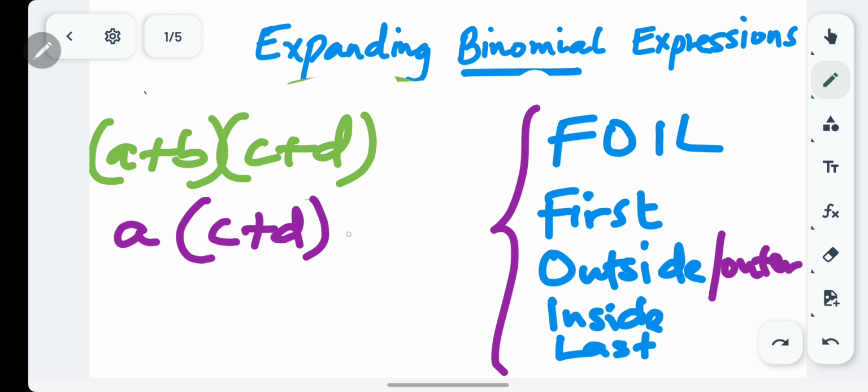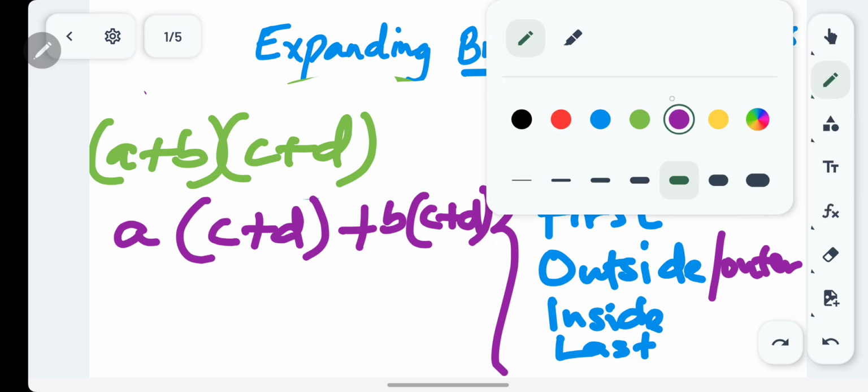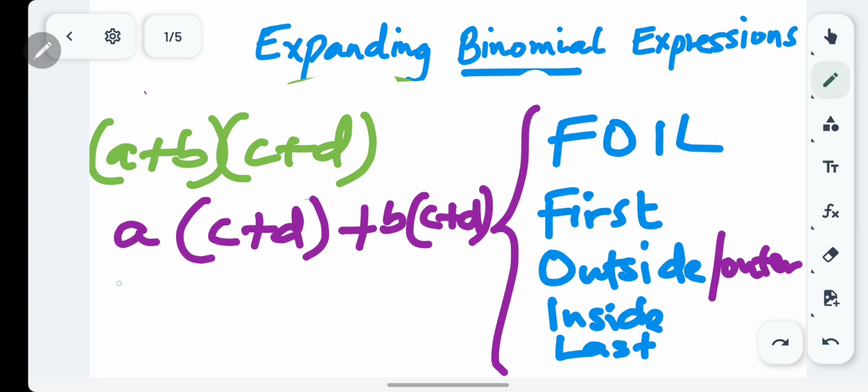Then plus. If the sign was minus, it was going to be minus B, but it's plus. So it's going to be plus B. It's also multiplying everything in the second bracket. So what do you see? A and B are outside. Then the second bracket, C and D, is what we have here. If you multiply this out, we will get the same answer as what we got first.